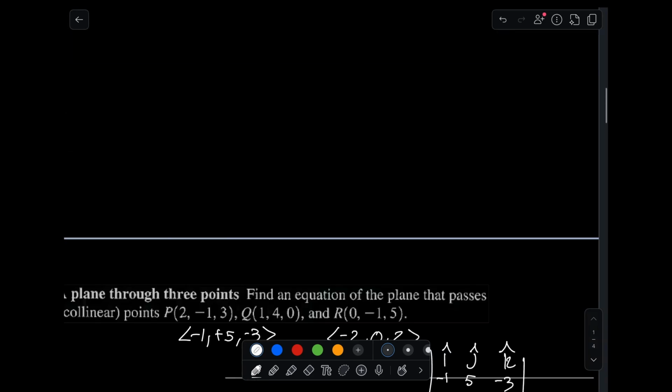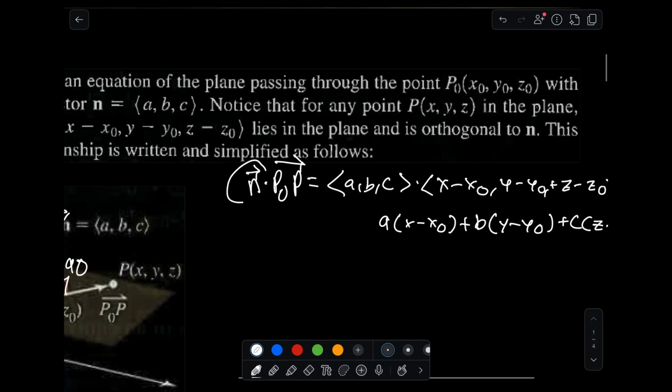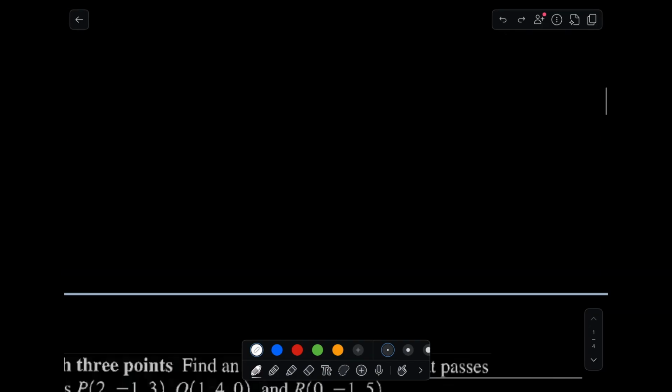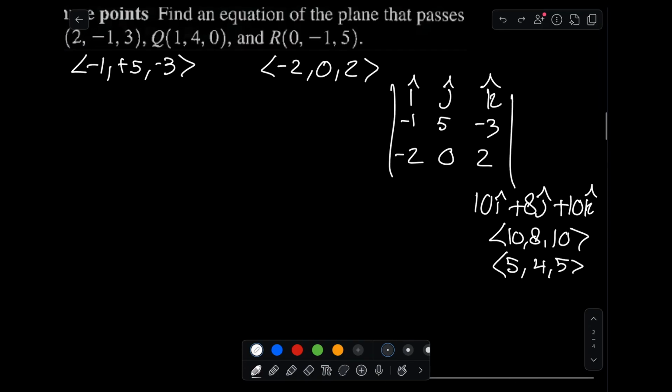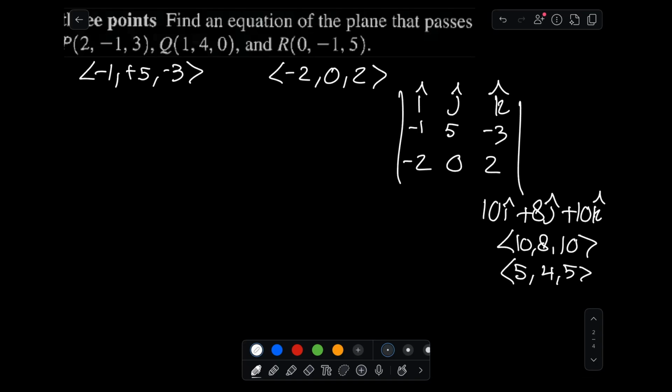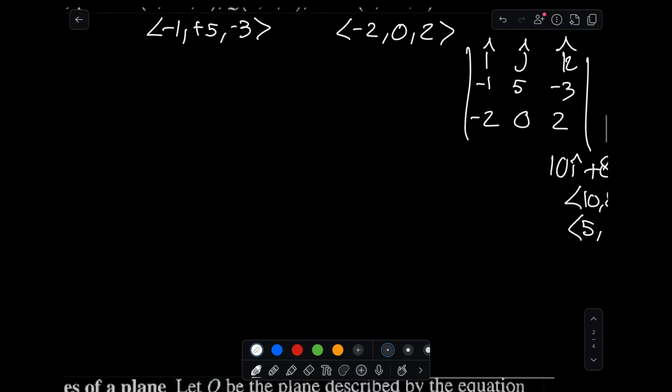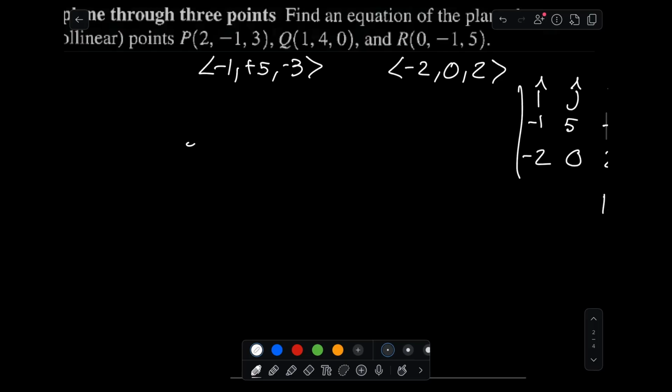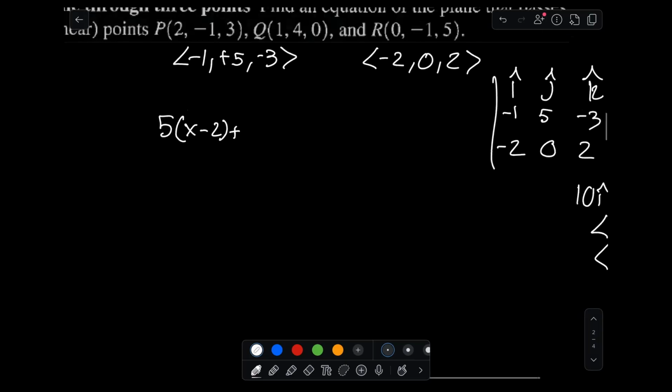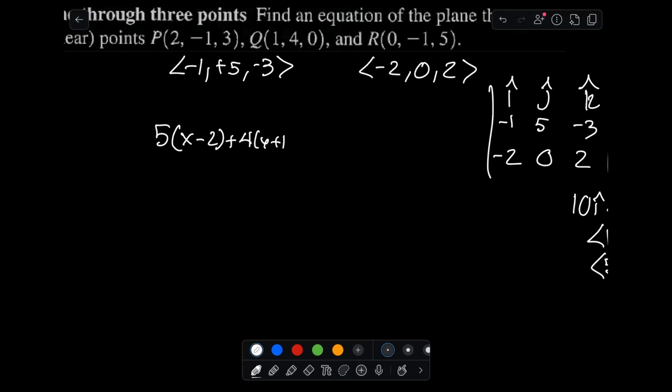Now we have our A, B, and C, like we had above here. We have our normal vector now. We want our point. We can choose any point, honestly, it doesn't matter. I might just choose point P. It makes my life a little bit easier. So it's going to be 5 times x minus 2 plus 4 times y plus 1 plus 5 times z minus 3 equals 0. You could have chosen P, Q, or R. You're still going to get the same result.